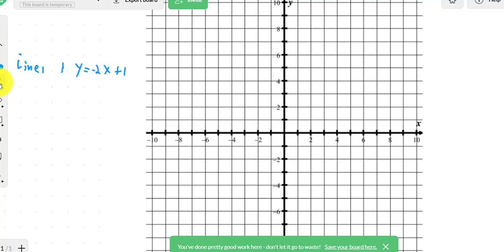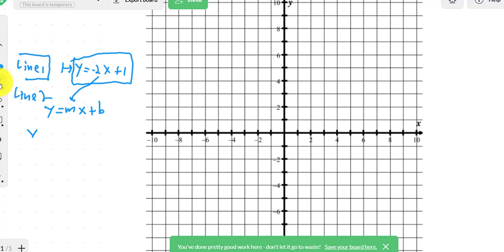Right, so line 1 was given to us, and it looked like this. Y equals negative 2x plus 1. We need to find line 2, right? That's the parallel line. So what we know is parallel lines have the same slope. So I can write y equals mx plus b for line 1, but we already know the slope because parallel lines have the same slope. So I can write y equals negative 2x plus 1.